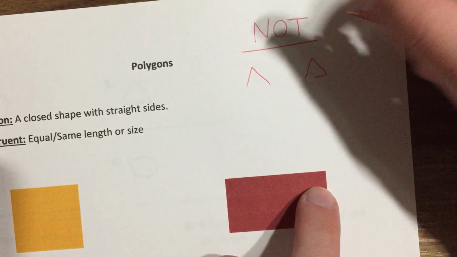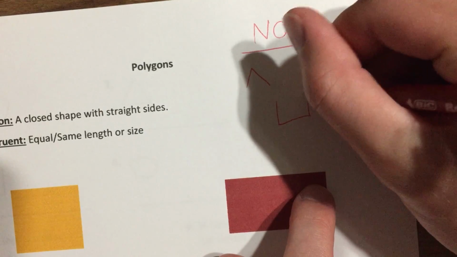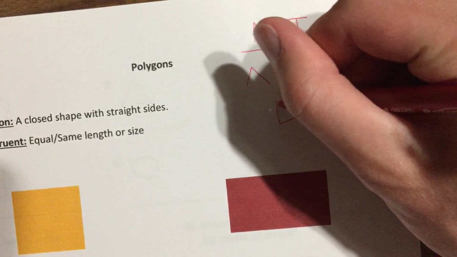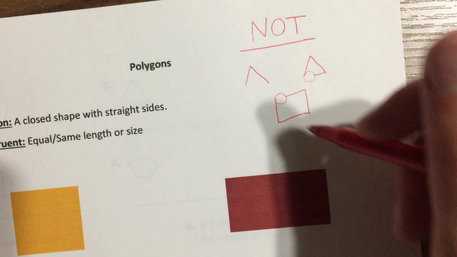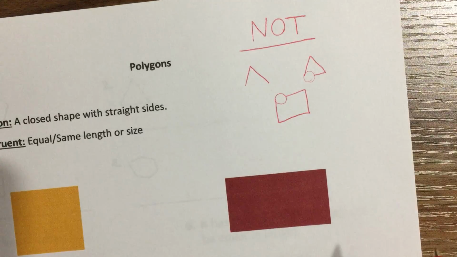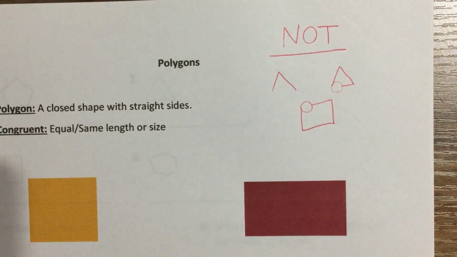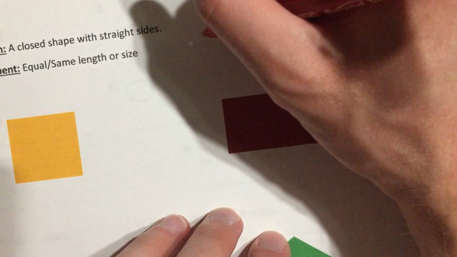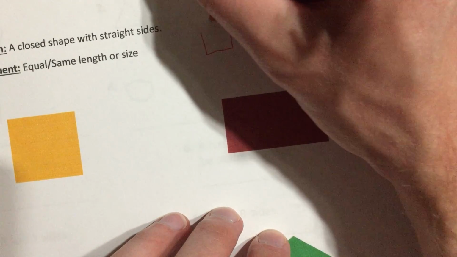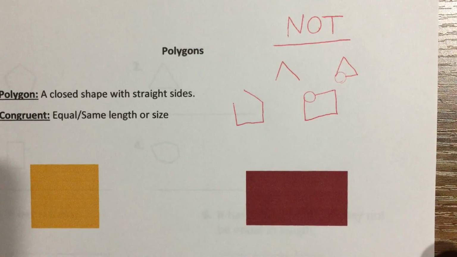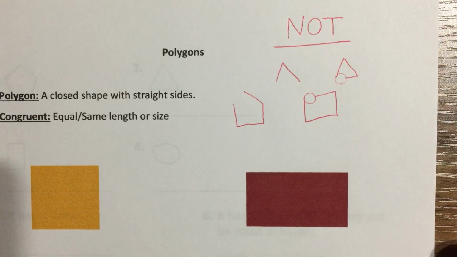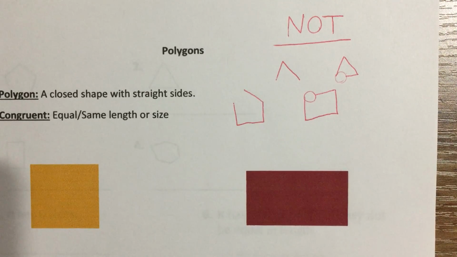You could say the same thing about this one. There is a gap right here. There's something missing. There's space to get inside of that shape. That is not a polygon. Very, very important. Or even something like this. Very, very strange looking shape. It kind of looks like a five-sided figure that's just missing its fifth side. So clearly not a polygon. So all of those that I just drew are not polygons.